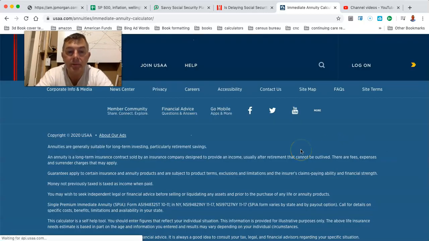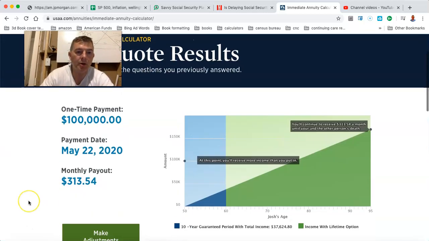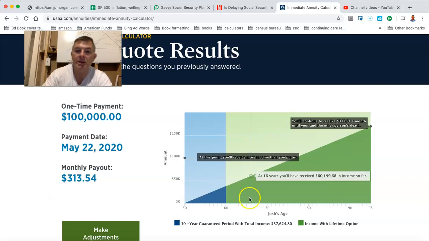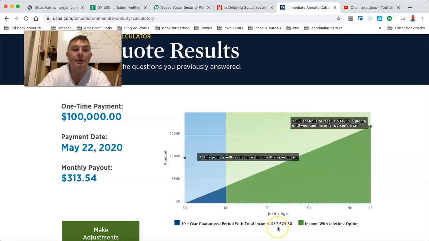It's not going to be much. So if we do $100,000, we're going to make $313 a month. I'm 49, Charlotte is 45, 46. So $313 a month times 12 is $3,756 a year. 3.75 is our distribution yield. That's not an income yield. That's a distribution. And what you'll see here is basically within the 10-year guarantee, we're only going to make $37,000.